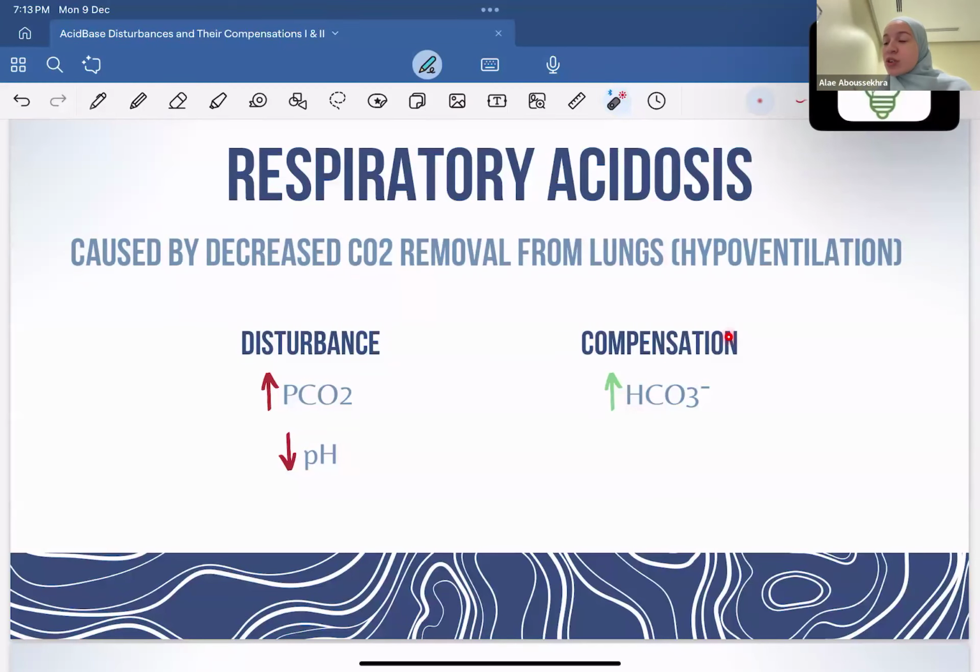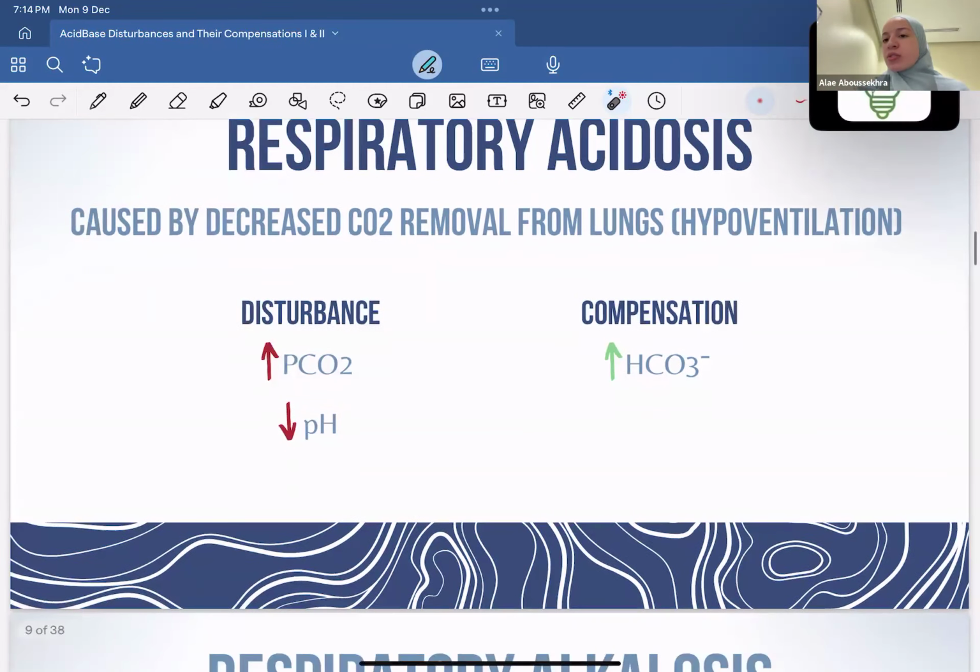Okay. And the compensation, what is the compensation? The kidneys are going to compensate for this disturbance because we said it needs to be the other system that's compensating. So the bicarbonate, what's going to happen to it? Again, remember the rules. The compensation needs to be in the same direction as the original disturbance. The original disturbance was increased. So the compensation needs to also be increasing. So this again makes sense. Why? Because if CO2, which is an acid, increases in the blood, it's going to cause an acidosis. If we want to compensate for that, we want to increase the base to neutralize it. Okay. So yeah, this is respiratory acidosis.